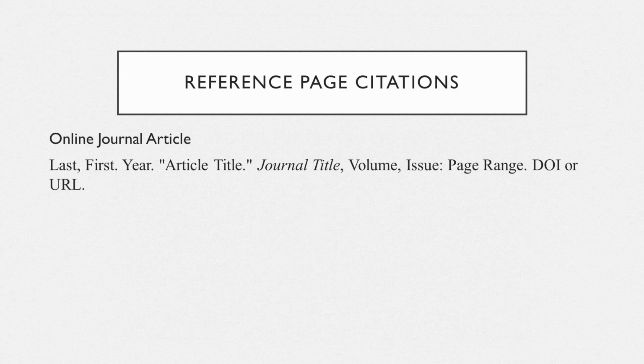The citation for an online journal article should include the author's last name and first name followed by a period. Then, include the year of publication followed by a period. In quotation marks, insert the title of the article, making sure to put the period before the closing quotation mark. Include the journal title in italics, a comma, the volume number, another comma, and the issue number if applicable. Follow this information with a colon and list the page range where the article is located within the journal. Lastly, include the DOI, the digital object identifier, or the URL of the article.